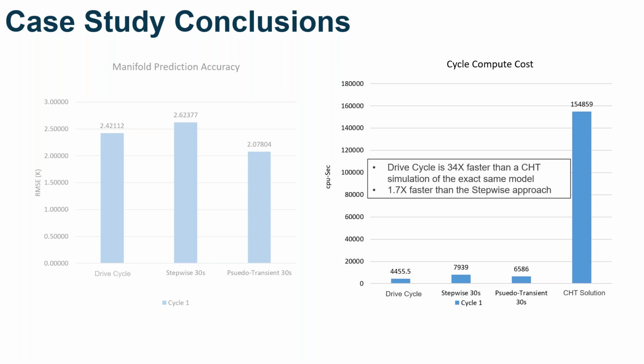The advantage of that is that the drive cycle method is 34 times faster than a conjugate heat transfer simulation using the exact same models as inputs. That means that there are 34 more design iterations that you could complete, or 34 more tests that could be completed using the exact same resources and the exact same models. Furthermore, this is talking about a single test cycle. Because the drive cycle method lets you simulate multiple test cycles using a single surrogate model, you can expect much higher rates of return as you add more and more test cycles.